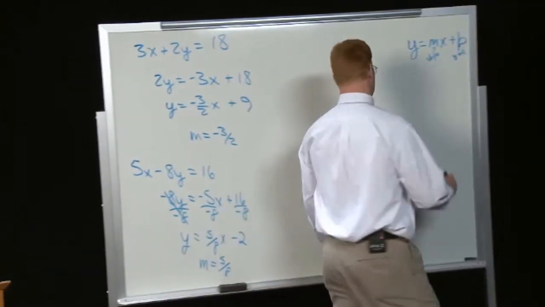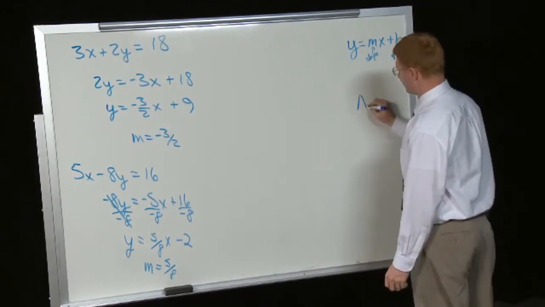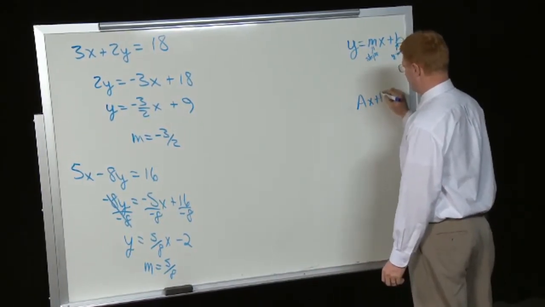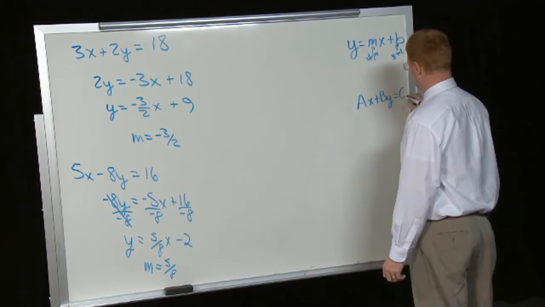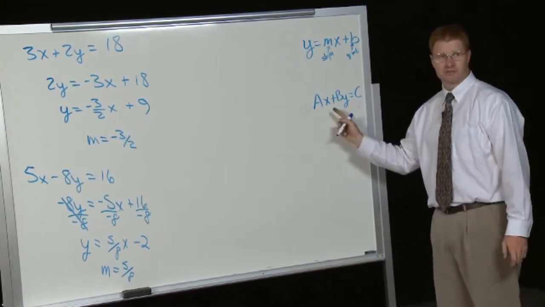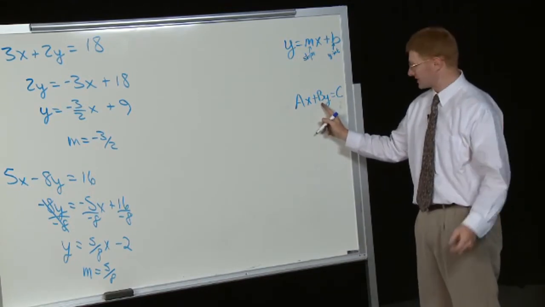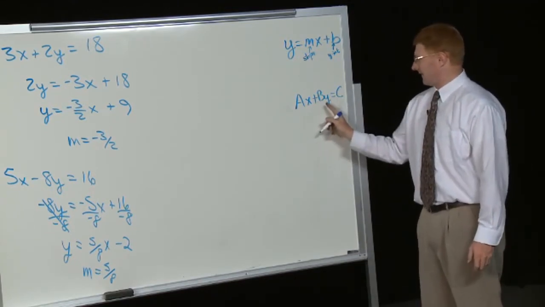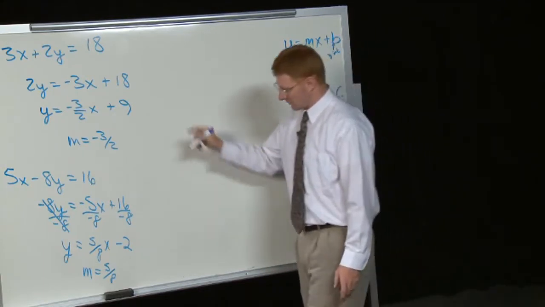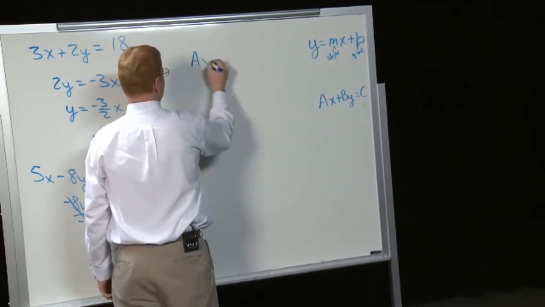When things are written in standard form, they are written with no fractions. That these numbers right here are integers. If you remember those are the nice ones. No fractions, no decimals, nothing. If it's written like this, we can follow this pattern. Let's do it one more time to make sure we can do it.